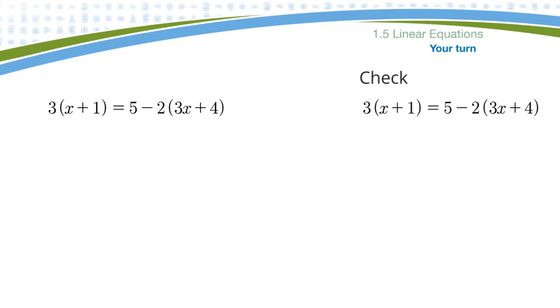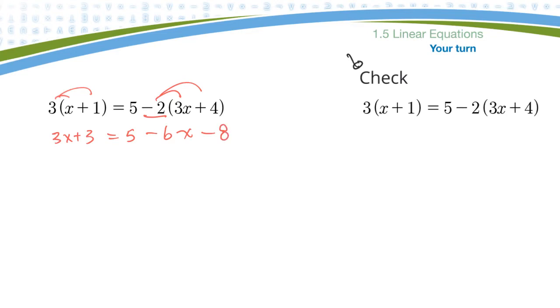Why don't you try this question? Try it and check it. Press pause and then press play when you're done. Okay, distributive property, 3x plus 3 equals 5. Distributive property, so it's minus 2 times 3x is minus 6x. Minus 2 times a positive 4 is a minus 8.